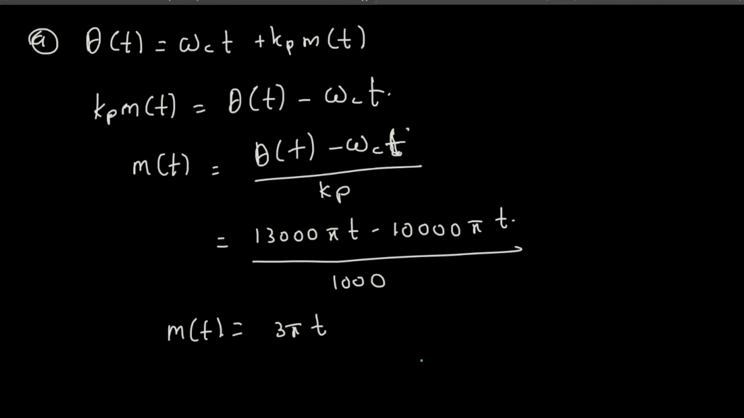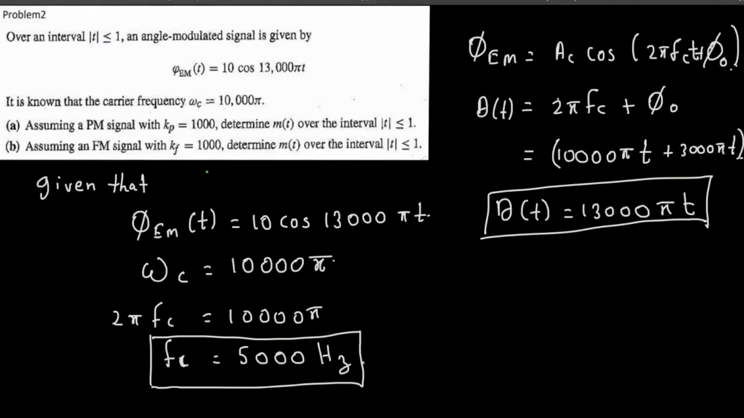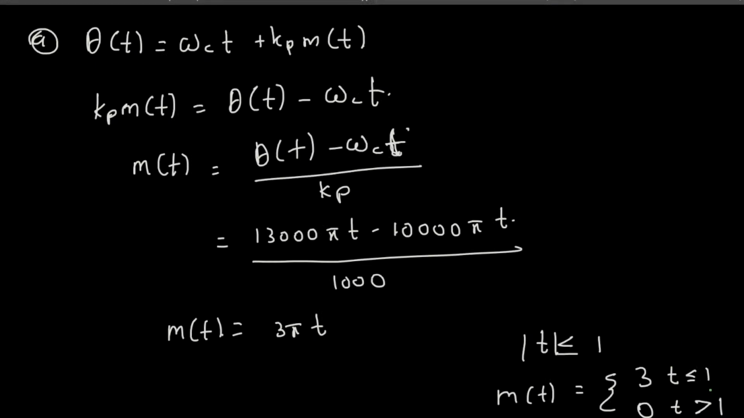So here we are interested in the interval, that is when the absolute value of t is less than or equal to 1, and m(t) is going to be 3 when |t| is less than or equal to 1, and 0 in other areas. Okay, so that's the answer. That's what we have to find. Determine m(t) over the interval |t| less than or equal to 1, and this is it. Okay, now Part A is done.